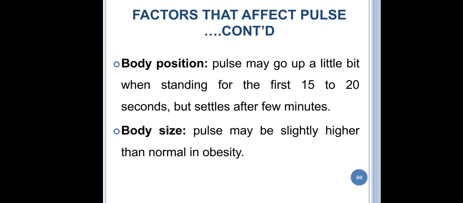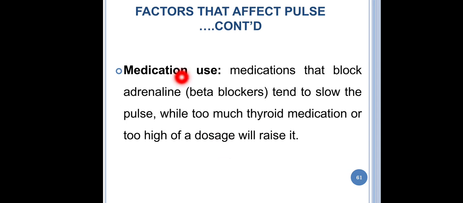Okay, body position. Most of the time, what is body position? The way someone is positioned also affects the pulse. In case someone is in a standing position, pulse may go up a little bit for the first 15 to 20 seconds, but settles after a few minutes. Then body size: pulse might be slightly higher than normal in obesity. Then even some medication use.